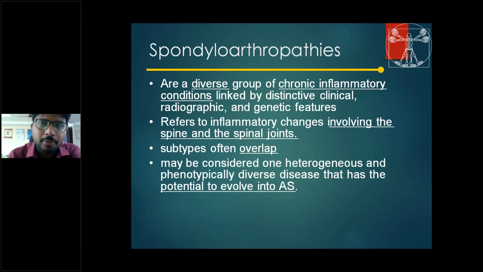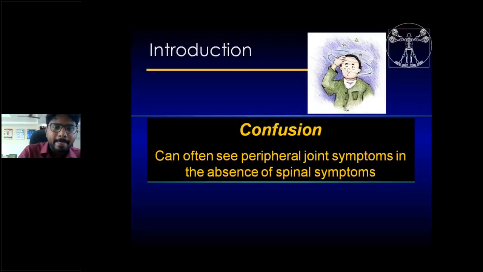There can be overlap of symptoms between these five syndromes. They are heterogeneous and phenotypically diverse diseases. The other point is they can also present with peripheral joint symptoms. I told you it is a disease of the spine, the joints of the spine, but some patients can present with peripheral joint symptoms. So how do we diagnose?